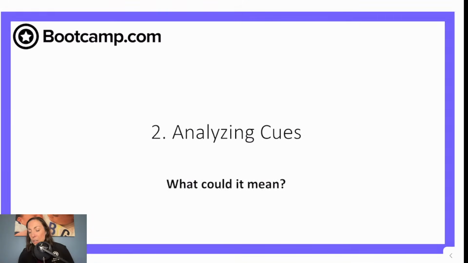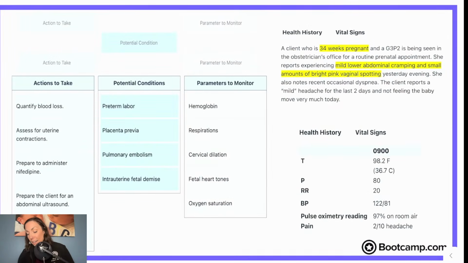So let's take a look at our next step in this judgment model, which is analyzing cues. So what could these findings mean? And so many of you already said preterm labor, right? But let's take a look at all of our other options as well. So we have placenta previa here. What do you all know about placenta previa? What are some symptoms of placenta previa?